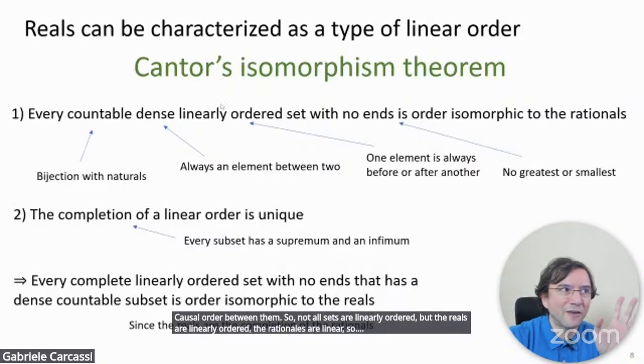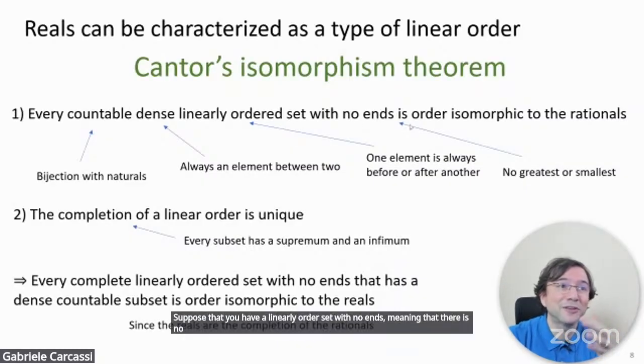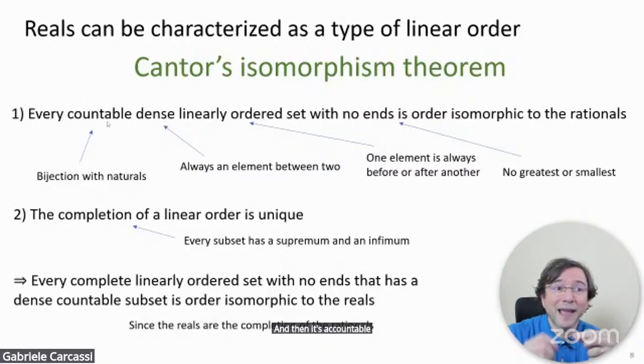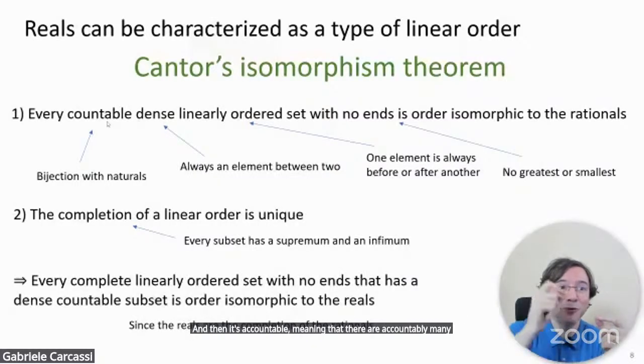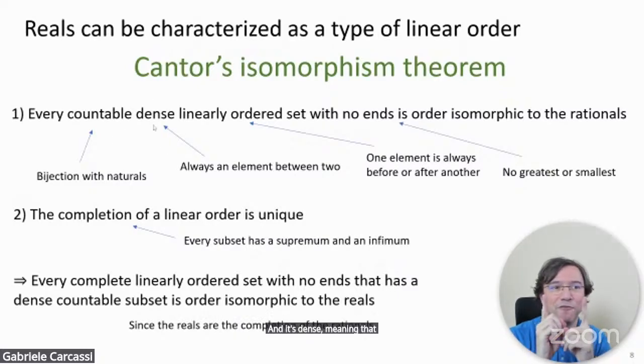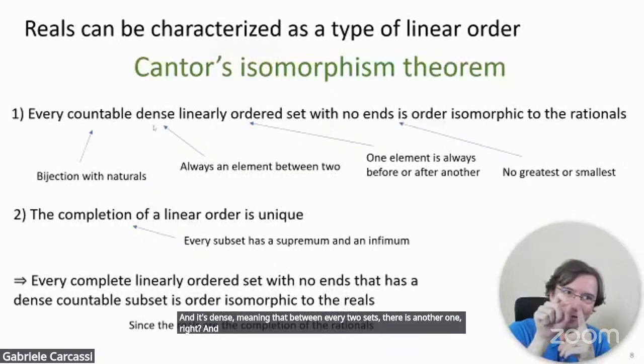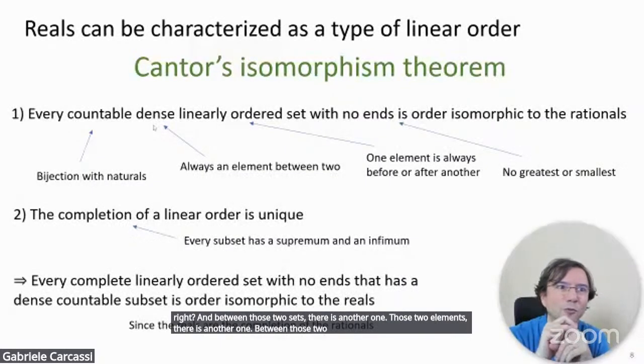So suppose that you have a linearly ordered set with no ends, meaning that there is no greatest value and there is no smallest value. And then it's countable, meaning that there are countably many elements. You can make a bijection with the natural numbers. And it's dense, meaning that between every two elements, there is another one, right? And between those two, there is another one, and between those two, again, there is another one, and so on, right?